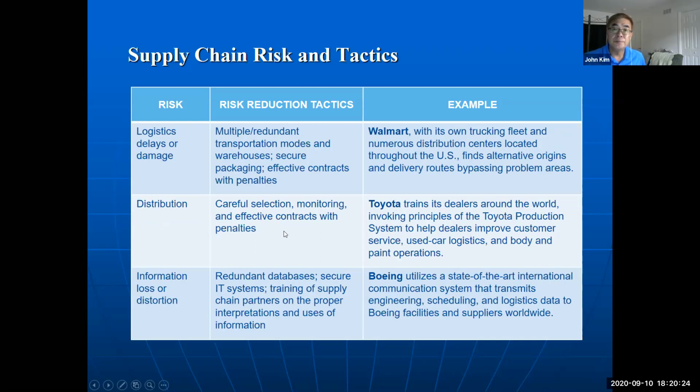And then logistics, delay or damage. This one is the same kind of risk, like a delay from a supplier, or damage during delivery and so on. So ask suppliers for certain changes.